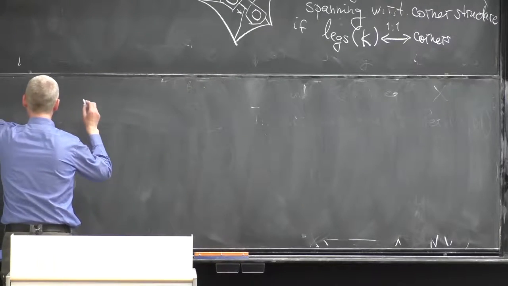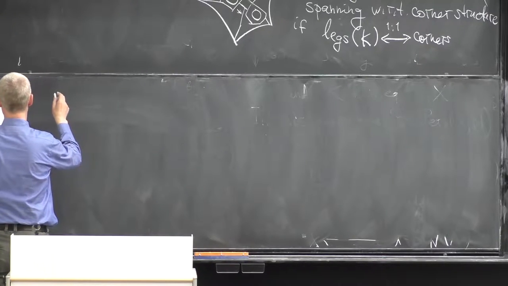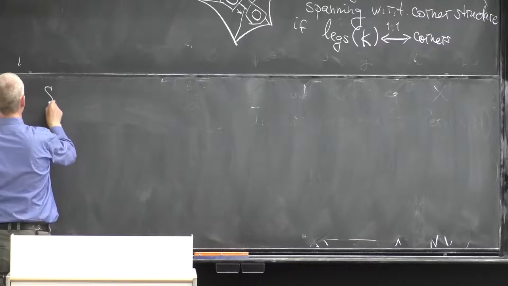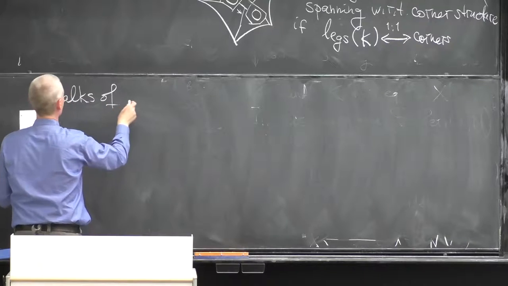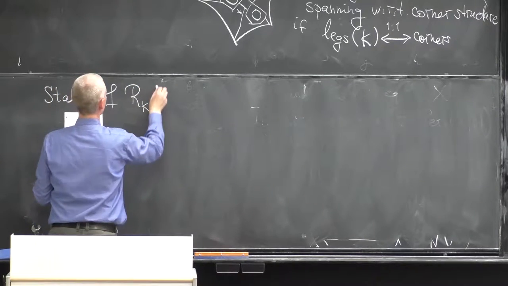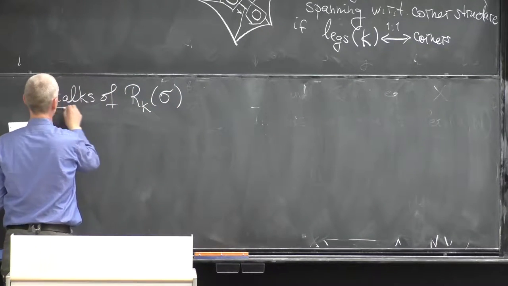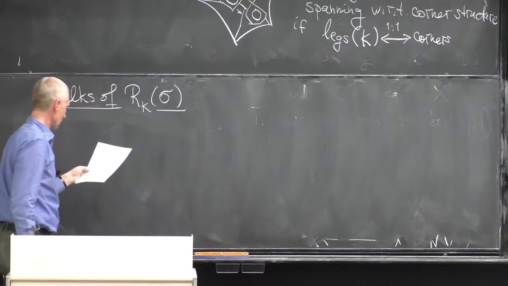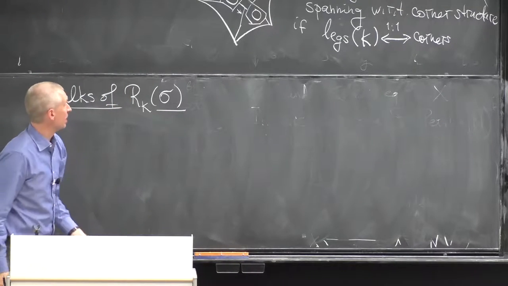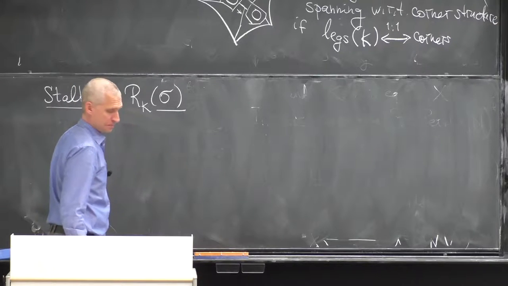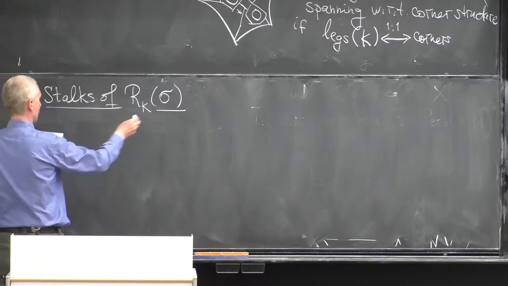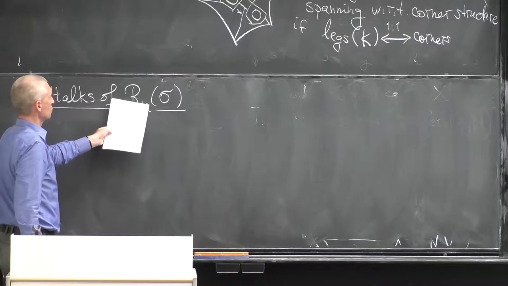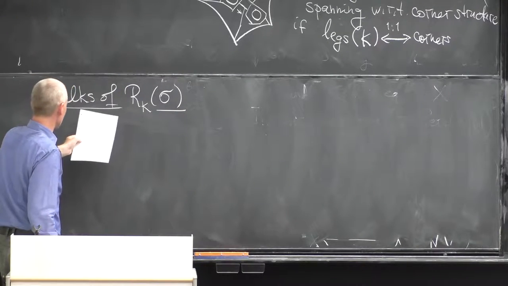So let me just finish. Describe some stalks of RK of sigma. So it depends on the point, what kind of valency it has on the graph.